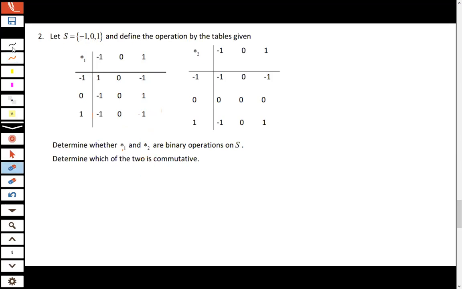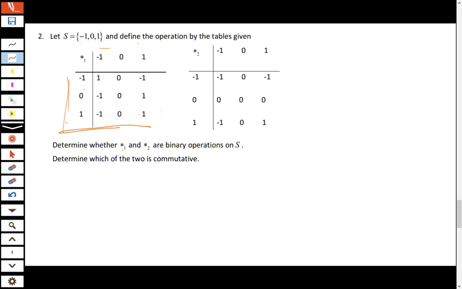And then the question comes in again to say, determine which of the two is commutative. So how do you determine that? You look at the solutions that you are getting. You can compare two numbers on this side with a number on the other side, or you can look at two operations. Let's take a look at the first table.